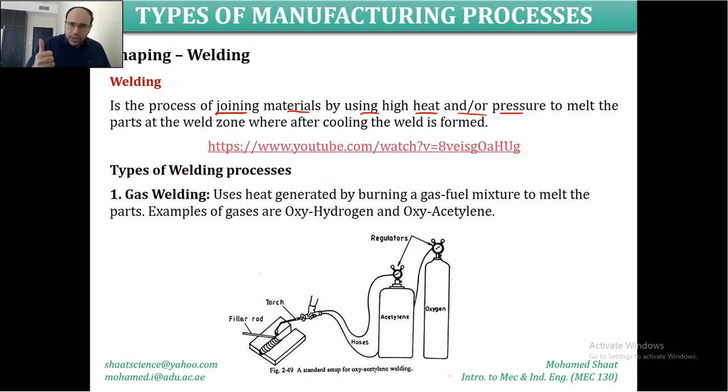So again, it is the joining of materials by using heat only, or heat and pressure, or only pressure, to melt the parts at the weld zone. The objective is just to melt. Melting is one of the conditions of the weld at the weld zone, at this small area of welding at the contact surface between the parts, where after cooling the weld is going to be formed.